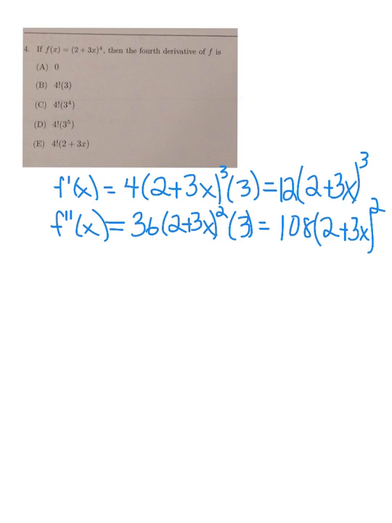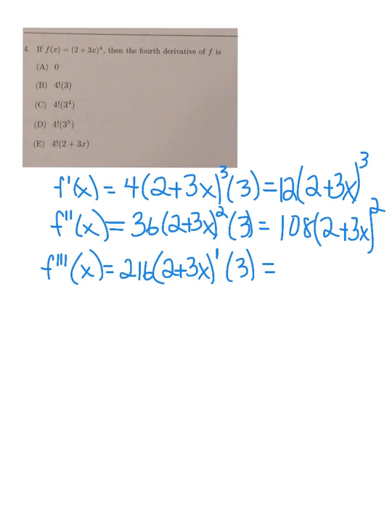All right, so let's do the third derivative. That's going to be 108 times 2, and 108 times 2 is what, 216? Times (2 plus 3x), that quantity now to the first power, and then multiplied by the 3. All right, 3 times 216 is 648. And then this is going to be times (2 plus 3x).